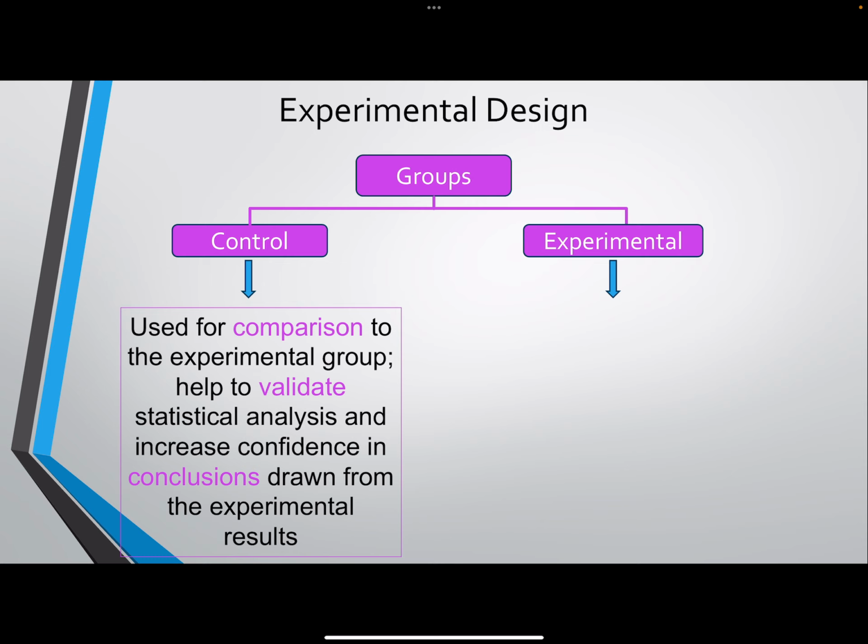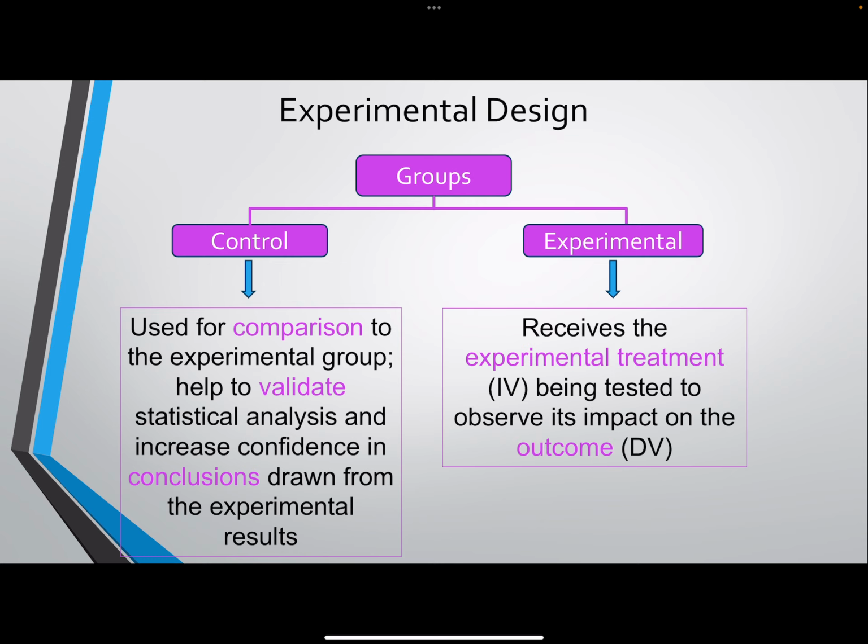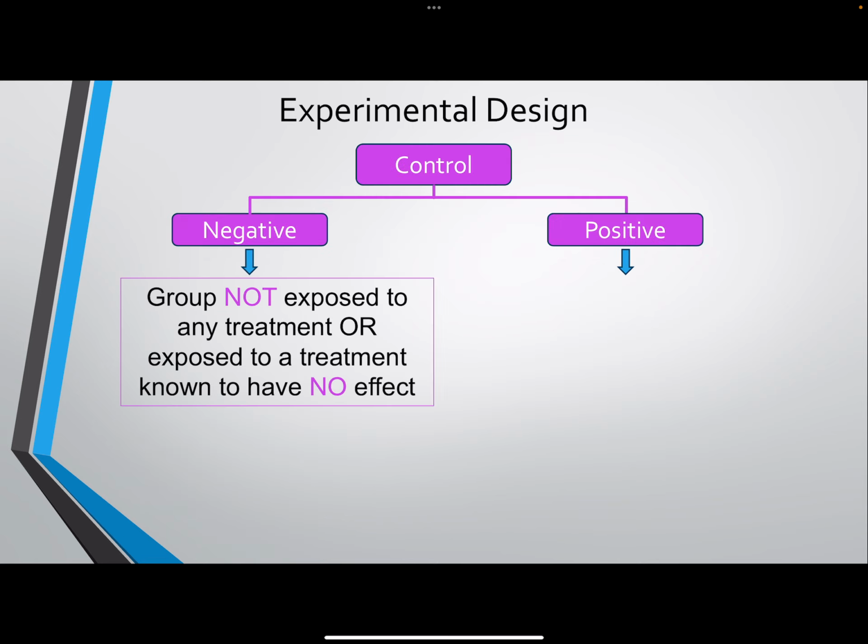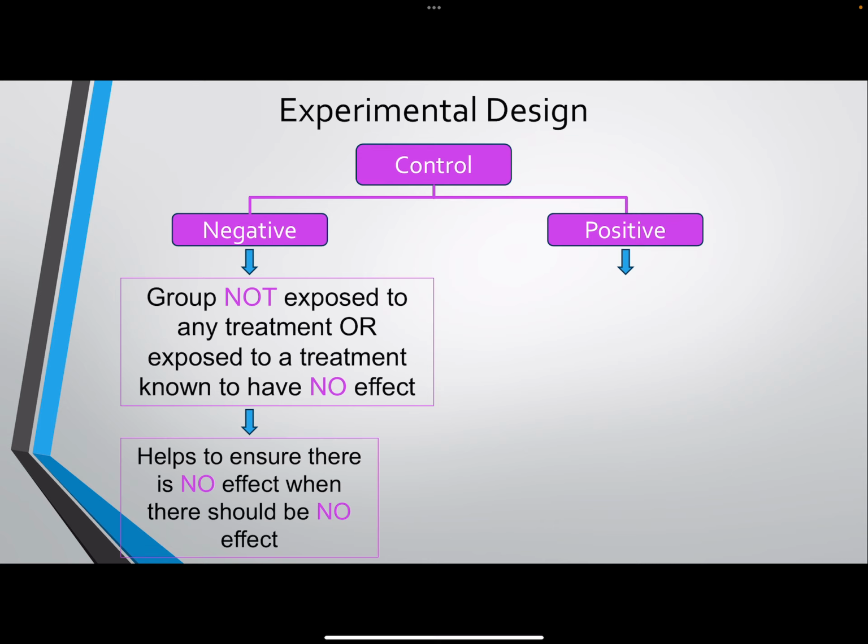So let's go into the control and experimental. They're used for comparison. The control, you do nothing to it. It just helps validate, helps give you proof to your experimental groups. The experimental group receives the experimental treatment. The IV, which is the independent variable, is being tested to observe the impact on the outcome of the DV. So you want to see what you do to the IV, the independent variable, and how it changes the DV, the dependent variable. You need at least 3 trials per group.